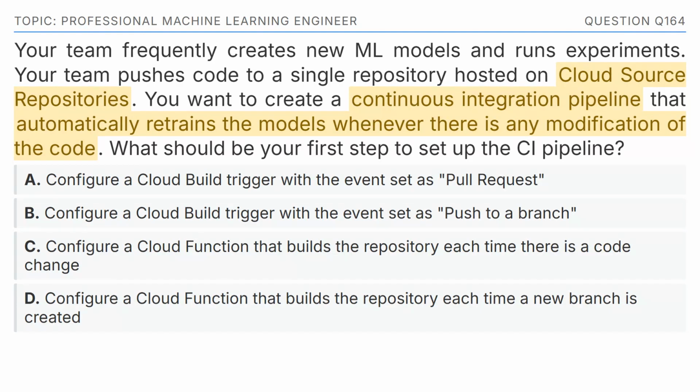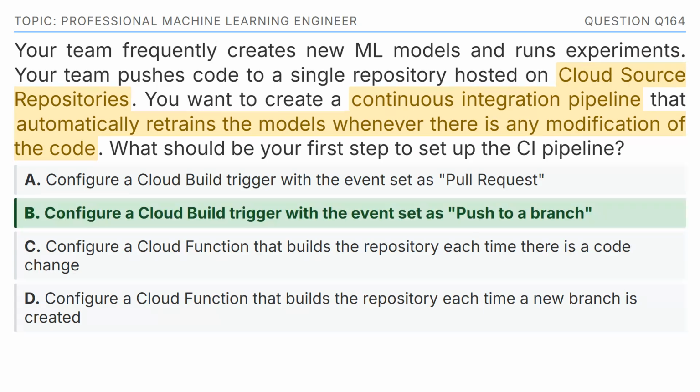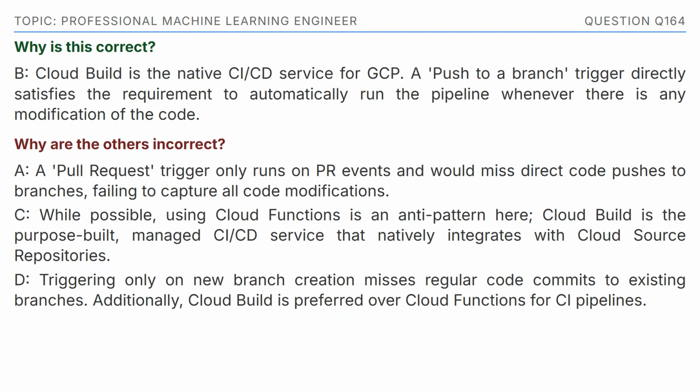To arrive at the correct answer, we focus on the keywords: cloud source repositories, continuous integration pipeline, automatically retrains the models whenever there is any modification of the code. The correct answer is option B, configure a cloud build trigger with the event set as push to a branch. Why is this correct? B.